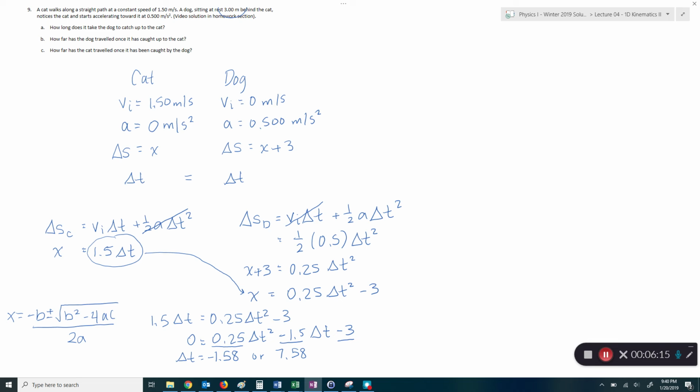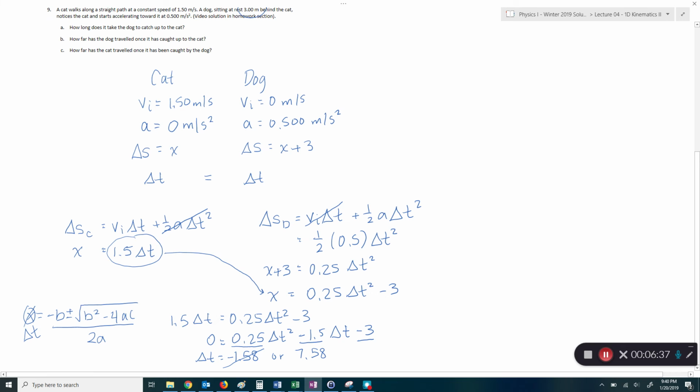Okay, and instead of x in this question, we're not really solving for x here, we're solving for delta t. So that's what delta t would equal. If you plug all those values in, you should get the same two answers as me, negative 1.58 and 7.58. Now it makes no sense that time could be negative, so this one can be excluded. So our answer is 7.58.